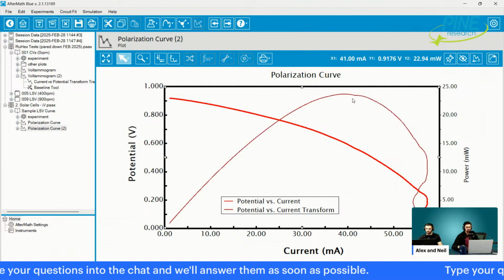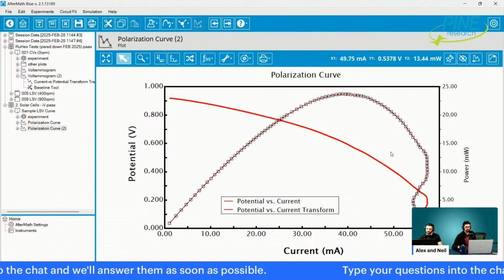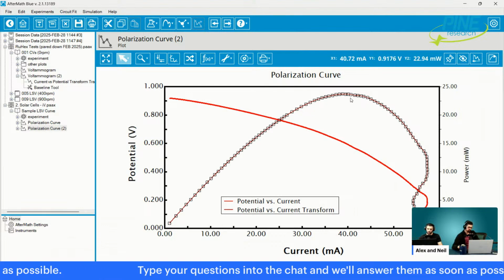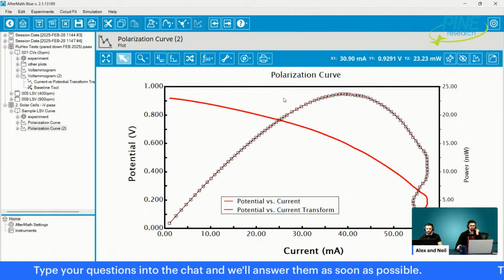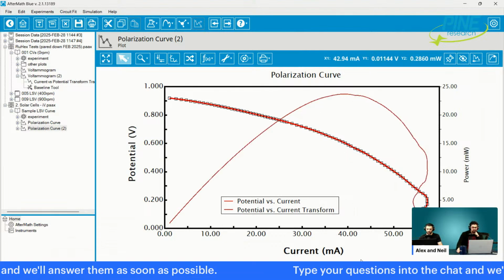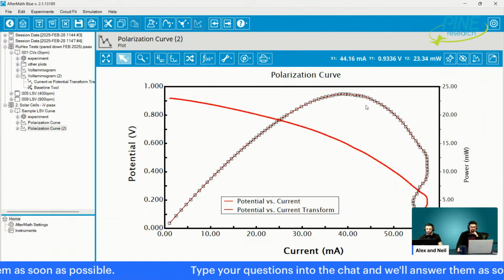And this is what you typically see with a polarization curve, is that there's a maximum and it's not always corresponding with where you'd expect it. So you're looking for where that maximum is. That's the max power. So at this voltage point here and this current, I have a maximum power.